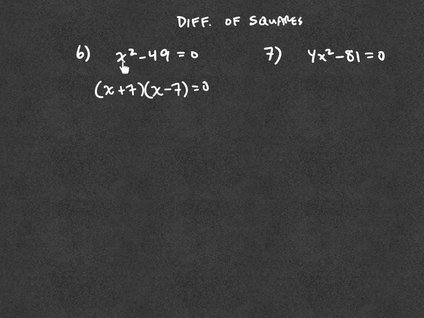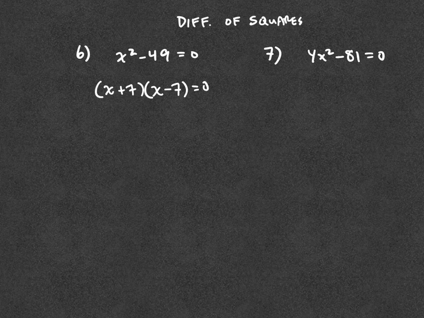Now look here, the square root of x squared is x, the square root of 49 is 7, and because it's the difference of two squares, I have to have a plus and a minus. What happens is our linear term disappears. If you were to FOIL this out, you'd get a positive 7x and you'd get a negative 7x, which means there'd be 0 x's, and 7 times negative 7 is negative 49.